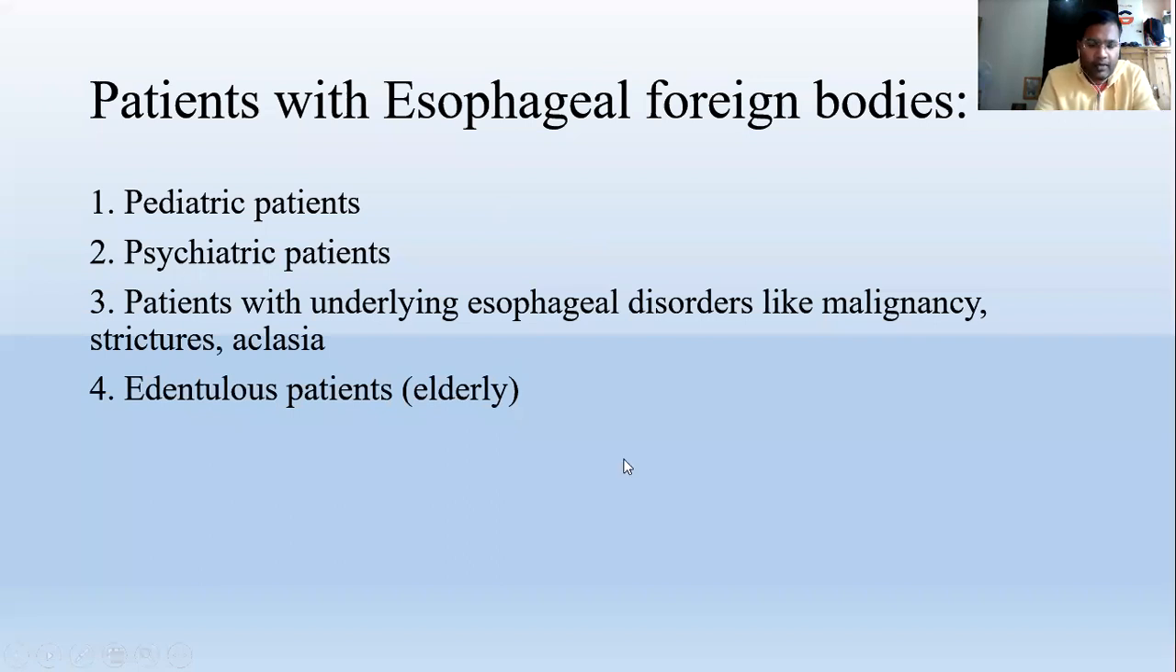We already discussed the pediatric patients, psychiatric patients, and patients with an underlying esophageal disorder, like malignancy of the esophagus or achalasia. If there is underlying pathology in the esophagus, like malignancy, it causes constriction of the lumen, because there is a mass, so the lumen becomes very narrow, and that may lead to obstruction also. So these are the patients.